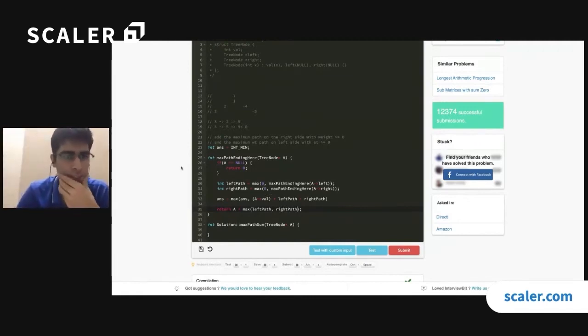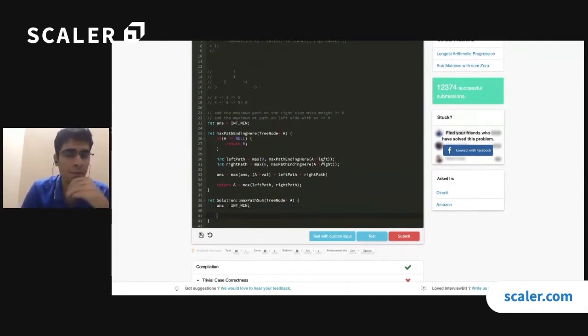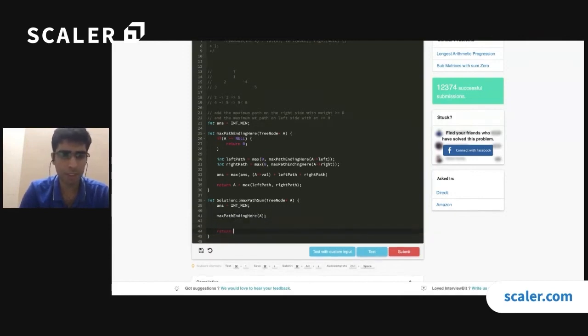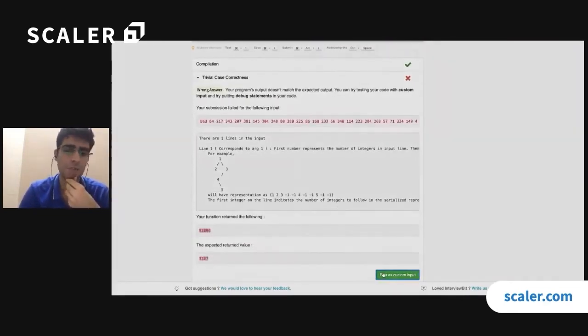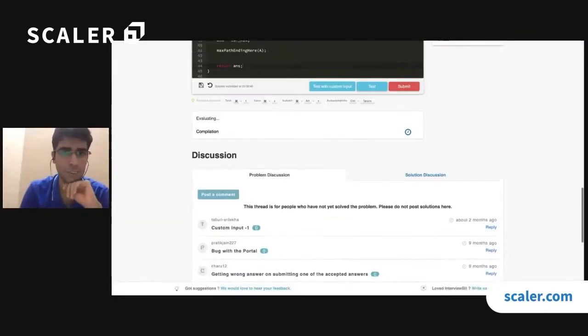That is wrong. So answer is equal to int min. So I will always have to set it when I start the function. So answer will be int min. That makes some sense. Then I will compute the left path, I will compute the right path, and I return this. Great. So I will just do max path ending here of A, and then I can finally return answer. That should be correct. That should be correct. Earlier I was passing this thing completely there, which is totally wrong.